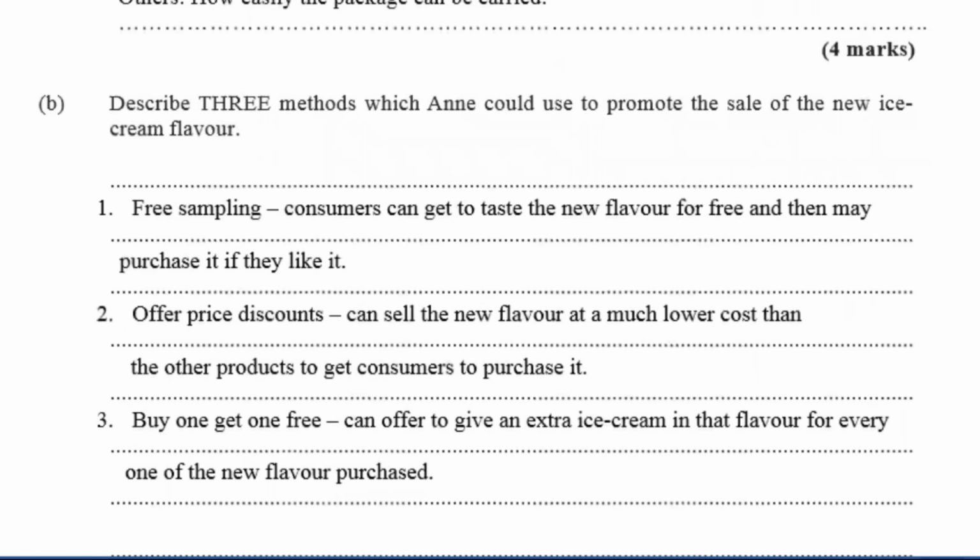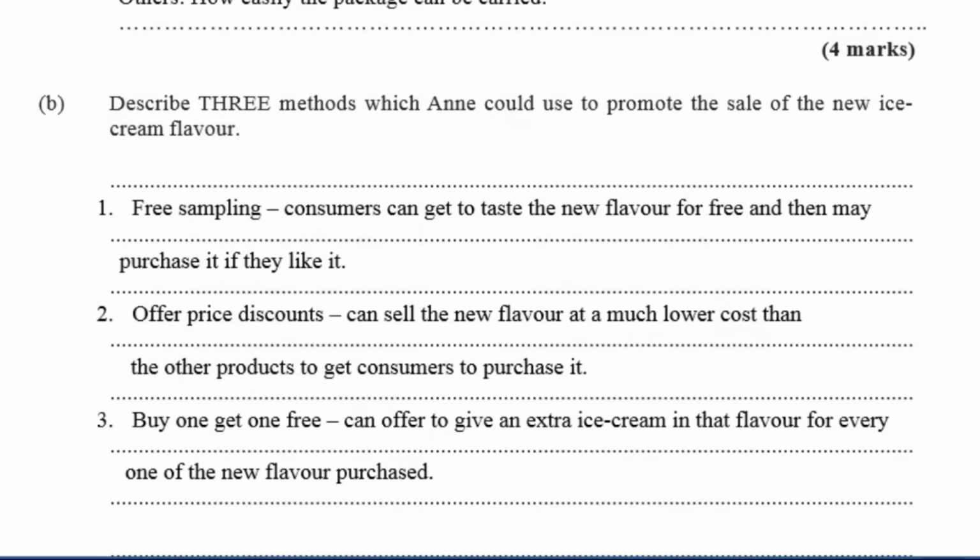And another way as well is to buy one, get one free. She can offer to give an extra ice cream in that flavor for every one of the new flavor purchased. If you buy one of these new flavors, I'll give you an extra one, and especially persons who have children, this would be a good deal and they will gravitate towards it. All right, so those are some of the methods to promote sales of the new ice cream flavor that Anne could engage in. All right, let's look at C.